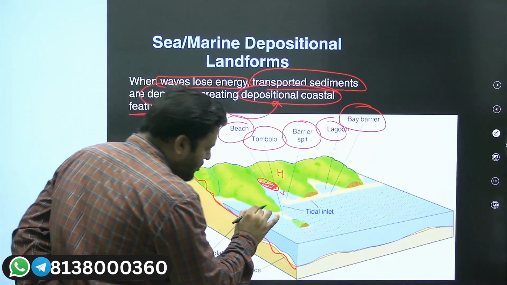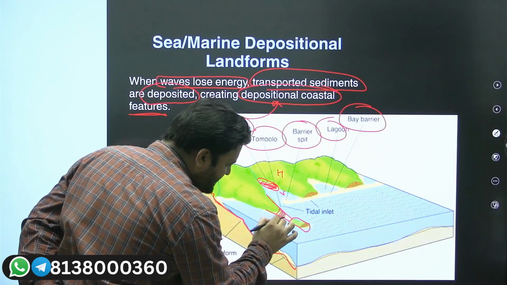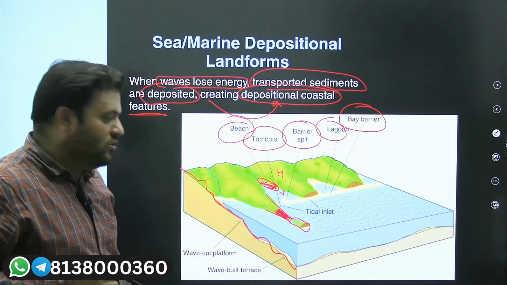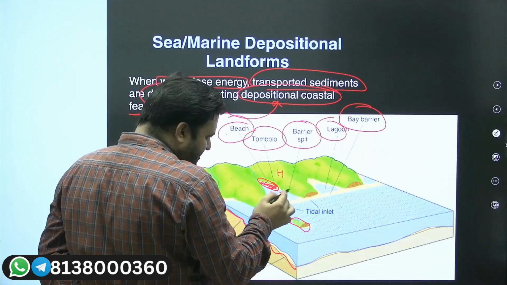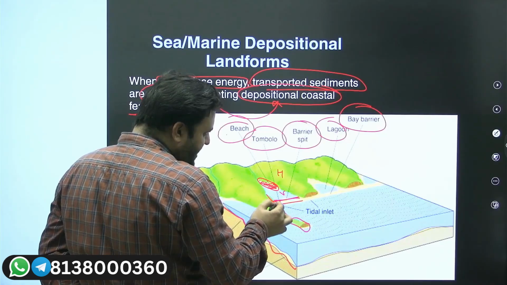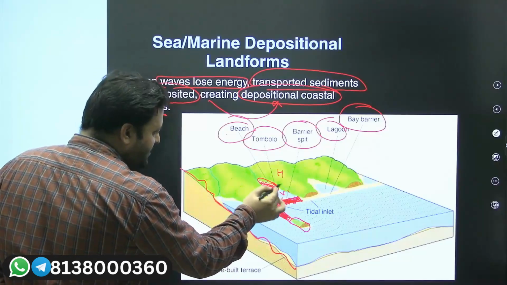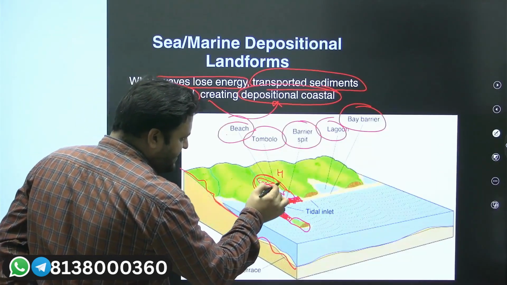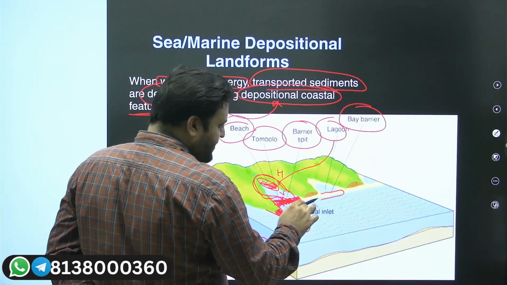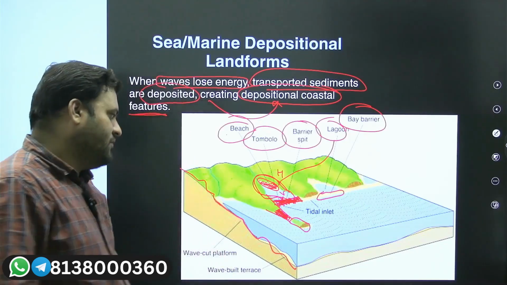If we have a horizontal strip of sediments connecting to an island, that will be called a tombolo. If these deposits are aligned with respect to the bay in such a way that they are about to close the bay, whenever we have this kind of deposition, it will be called a barrier. Now this barrier will lead to isolated water bodies. These isolated water bodies will be called lagoons, and this barrier will be known as a bay barrier because it has restricted the water inside the bay itself.